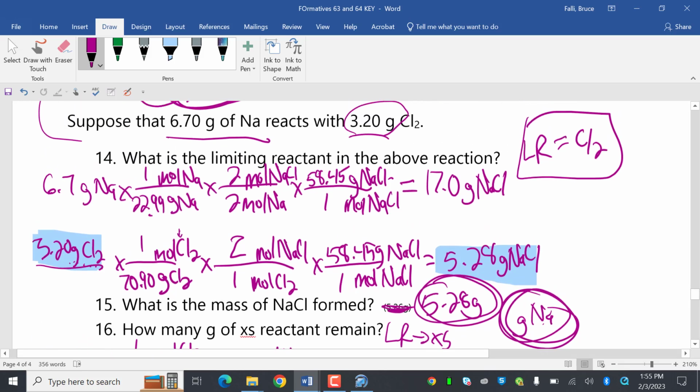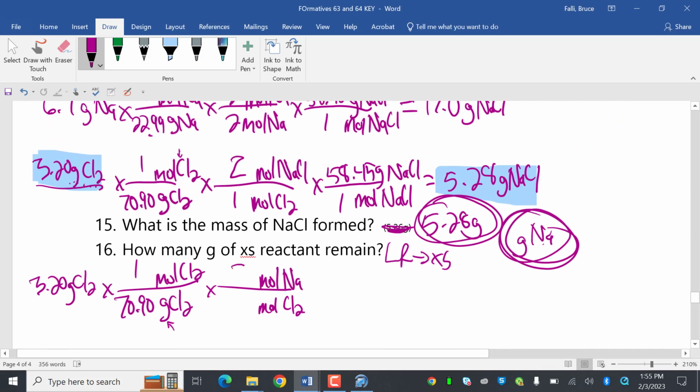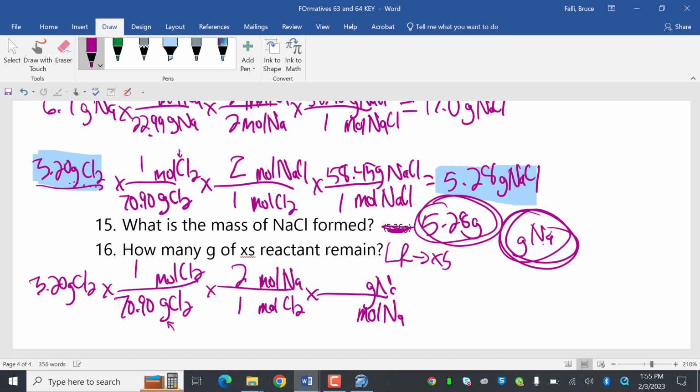I need to see my coefficients: 2 for Na, 1 for Cl2. I'm in moles of Na, but I want to be in grams of Na, and the periodic table tells me this is 22.99. 3.20 divided by 70.90 times 2 times 22.99 is 2.07 grams of Na, and that's what I need.